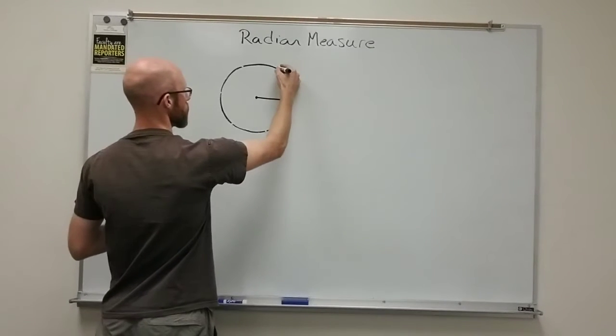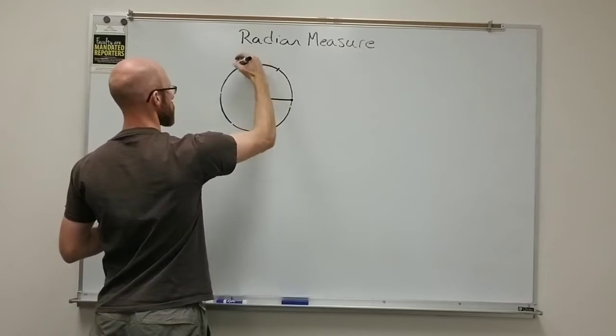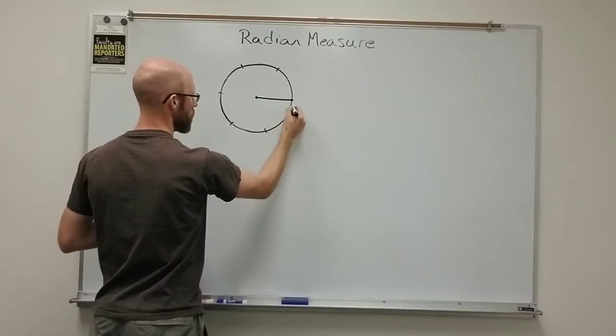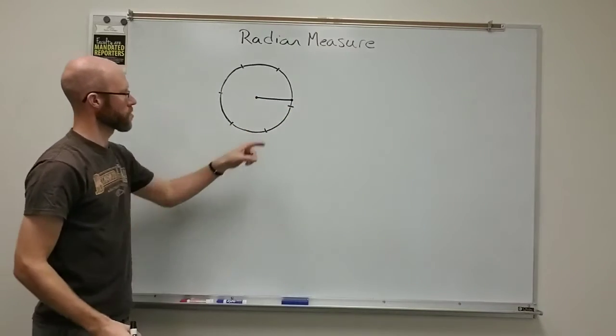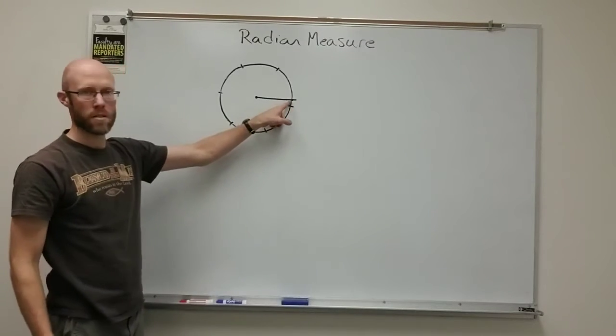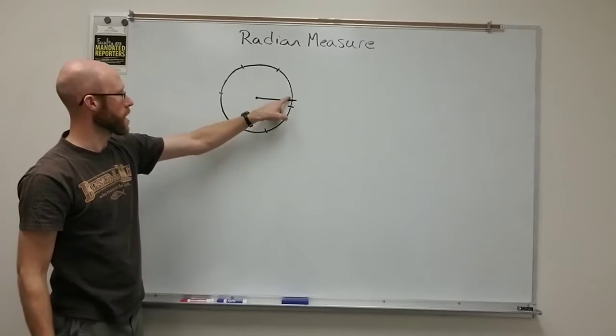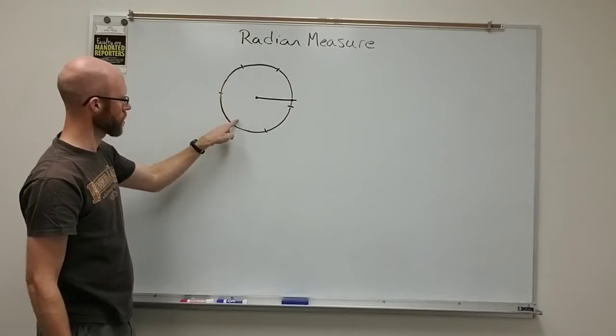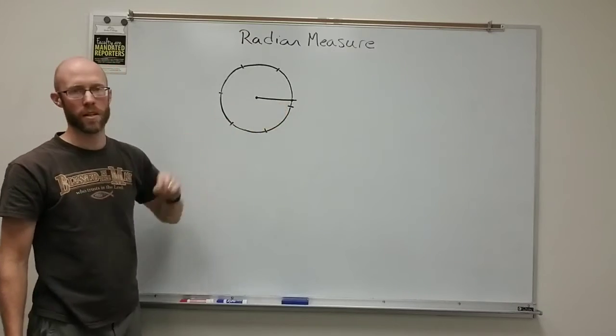I'm going to mark them off here a little bit more clearly with my marker. Okay, so if I started right here at the edge of the radius, and I marked them off: this is 1 radius, 2 radii, 3, 4, 5, 6 radii, and then a little extra.